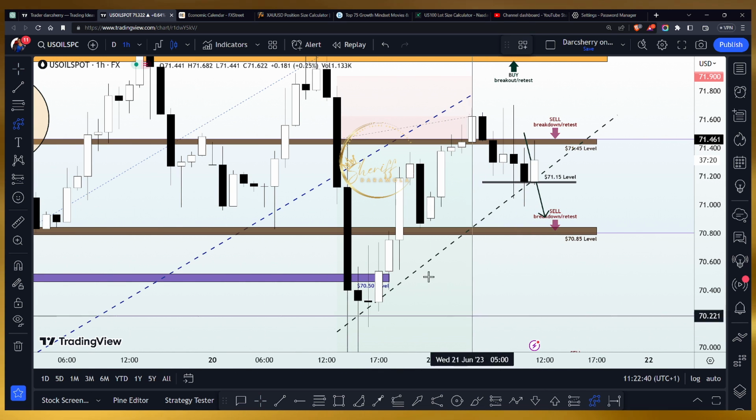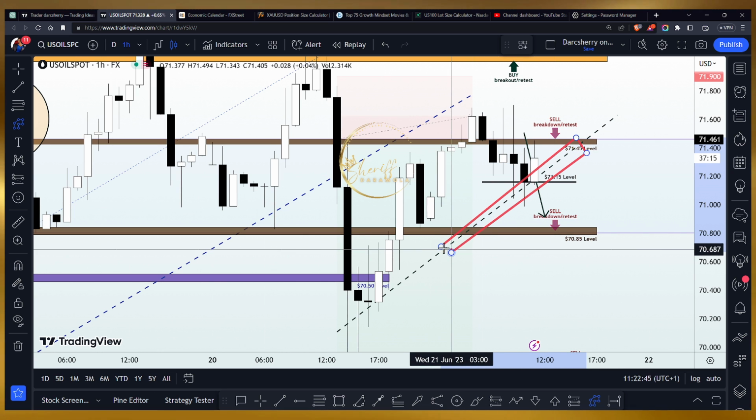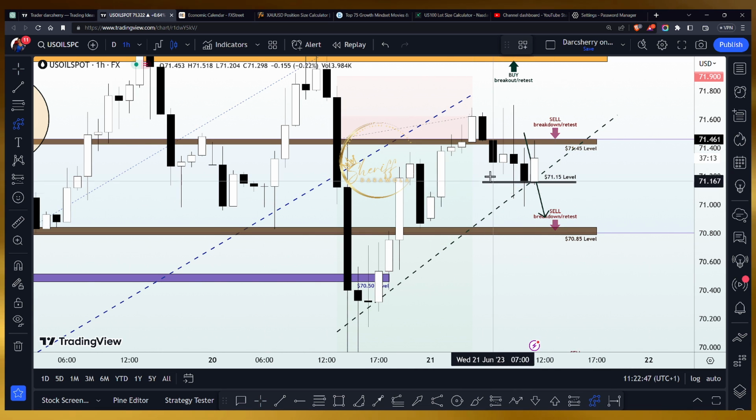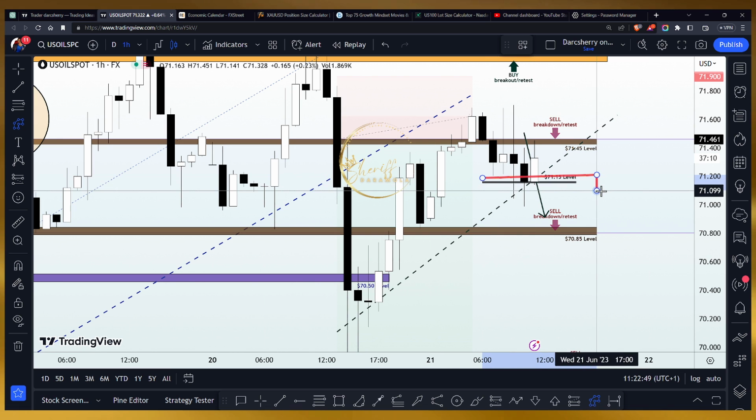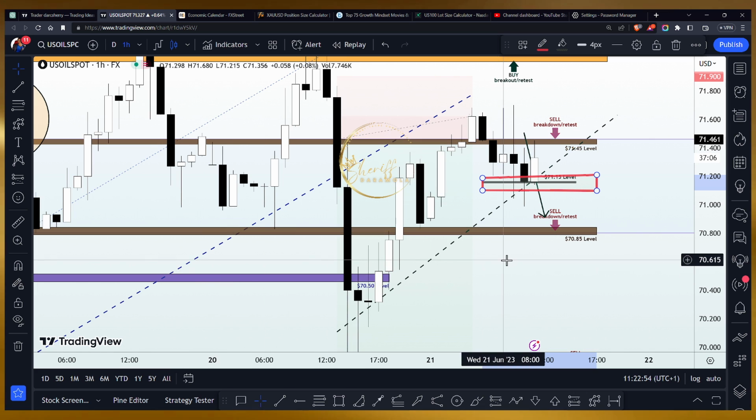So for today now, we have two structures we are going to be using to guide our trading activity. The first one here is this trend line. And then the second one is the $71.15 level, where the breakdown retest of the structure will be welcoming selling opportunities in this market.